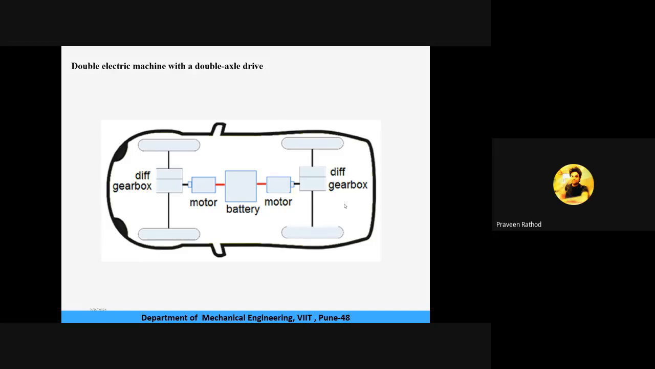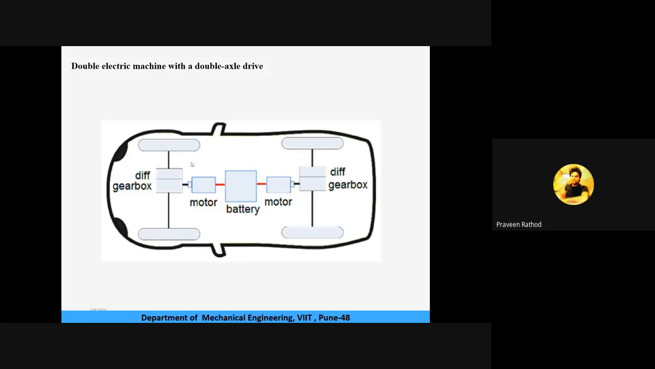For example, this was developed for the Model X, and it is capable of accelerating from 0 km to 100 km per hour in less than 5 seconds. You can imagine that in less than 5 seconds it is achieving a speed of 100 km per hour. So when we compare with a normal vehicle, it is twice the performance, as quick as twice the performance of a normal gasoline engine.